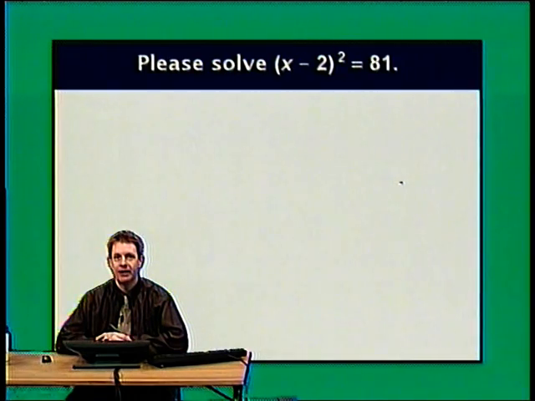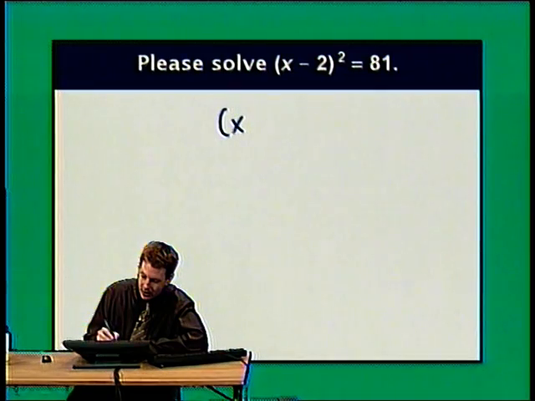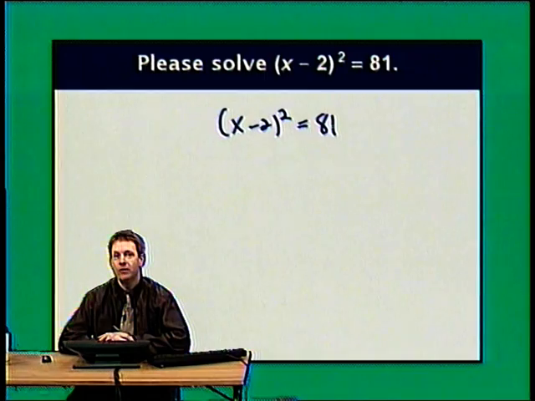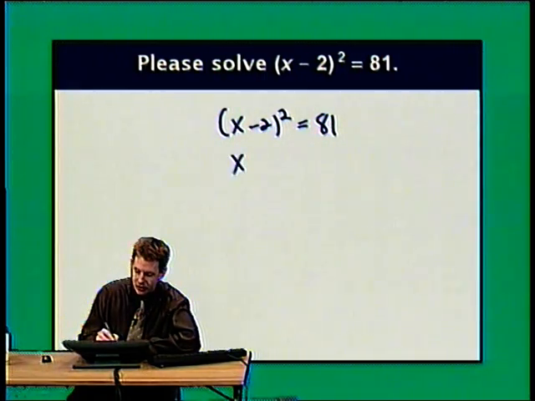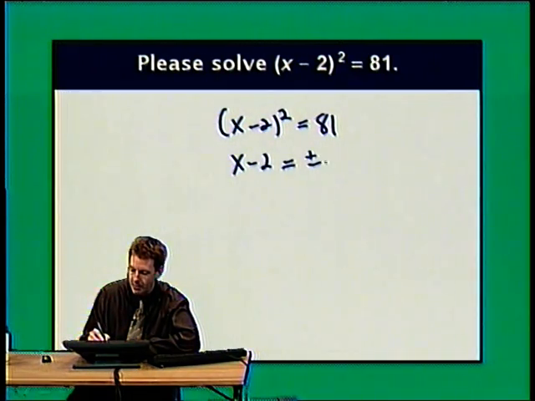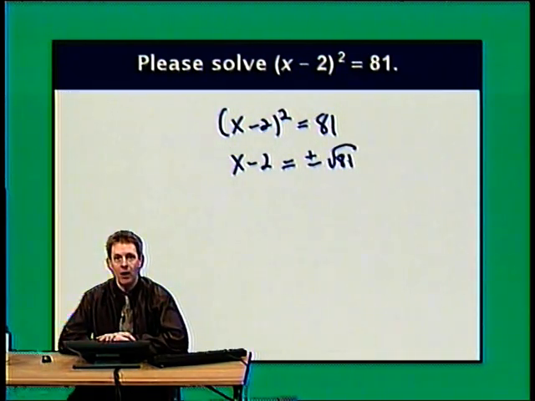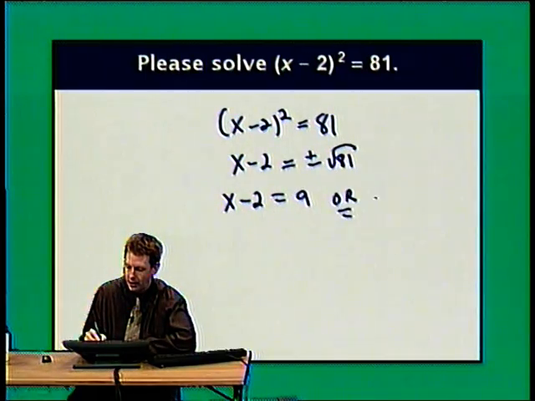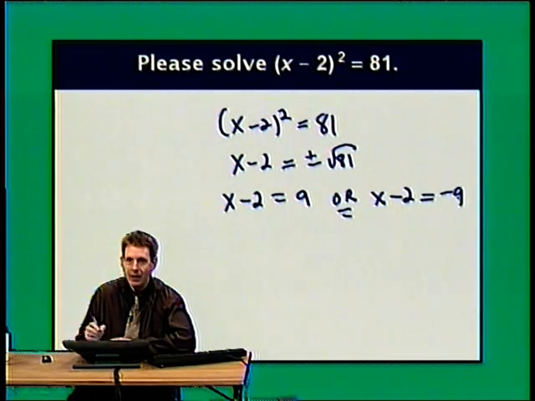Let's solve the equation (x minus 2) squared equals 81. So as always, I begin by writing down the given equation. And what I'm going to do next is I'm going to use the square root property. The square root property says that x minus 2 must equal plus or minus the square root of 81. Well, I know what the square root of 81 is. It's 9. And this plus or minus is telling me that I really have two equations to solve. X minus 2 equals positive 9, or x minus 2 equals negative 9.